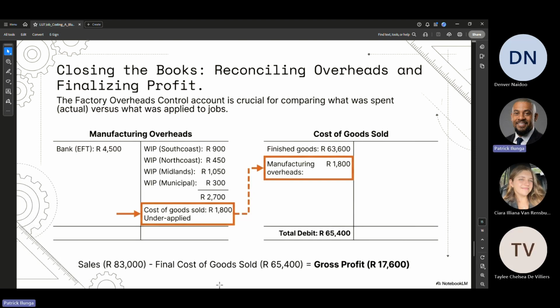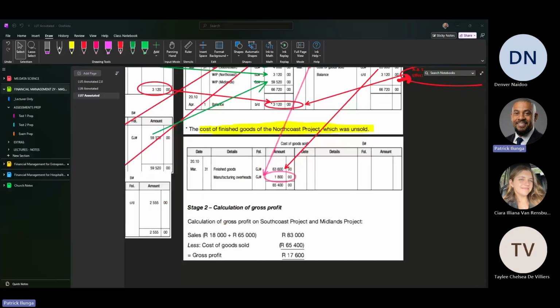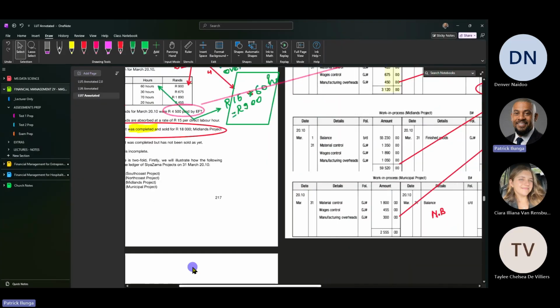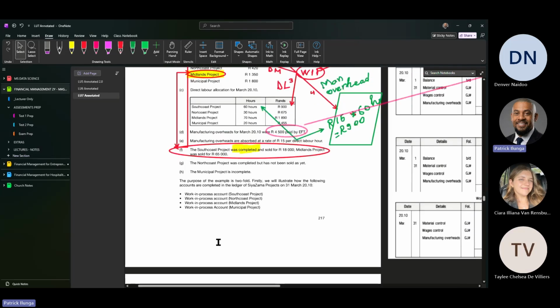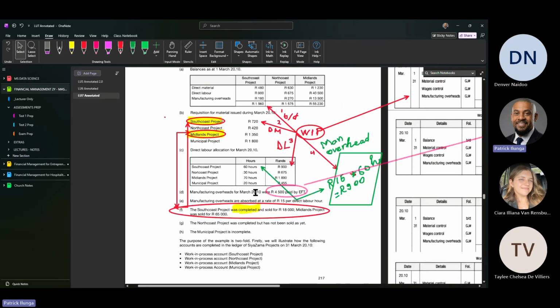Because the actual payment that they made, which I want to show you to finish with, the actual payment that was made for manufacturing, not the budgeted, the manufacturing overhead for March, was 4,500 paid by EFT. So that's a direct payment that was made in March. This is nothing about the absorption, the budget. No, it's an actual payment.